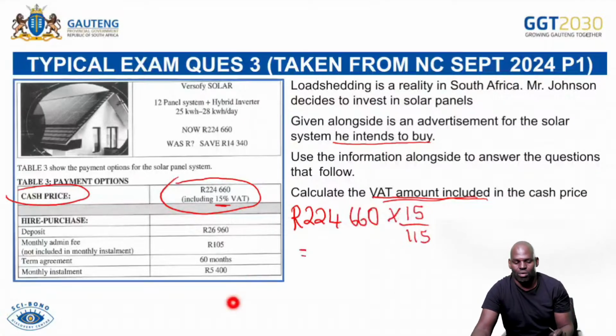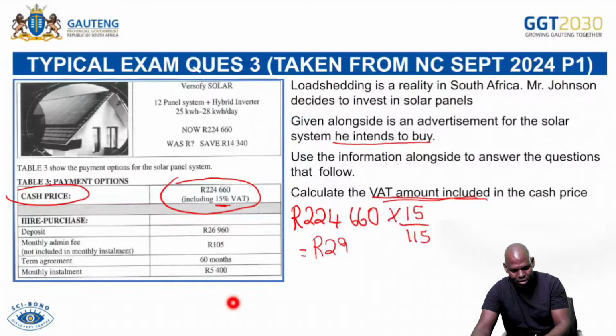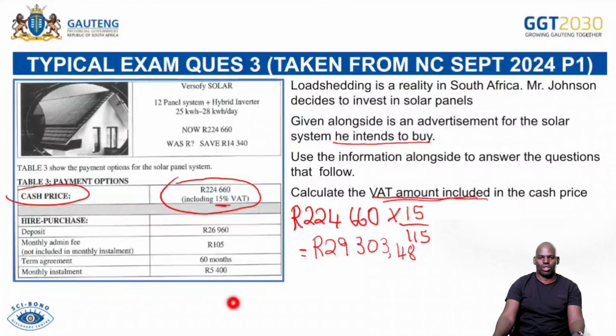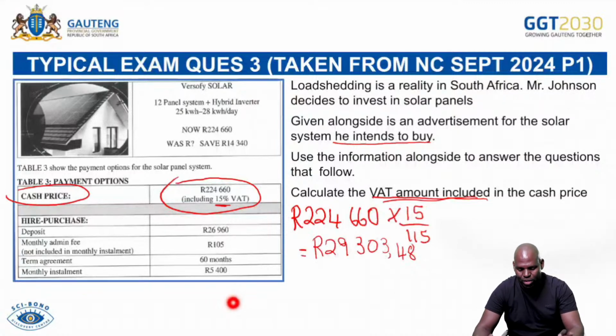So then from there, we use our calculator: 224,660, and then we multiply by 15 over 115. So the VAT amount in this case is 29,303 rand and 48 cents if I round it off correctly to 2 decimal places. Now, boys and girls, I hope so far so good in terms of these questions about calculating VAT. You must be able to master this. At least I'm sure in the examination you'll be able to find one of this type of questions.